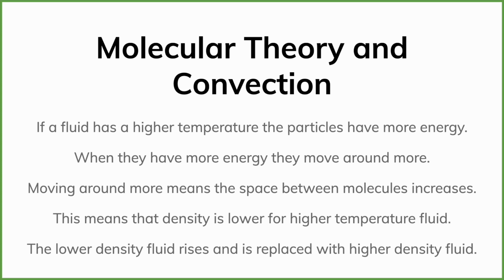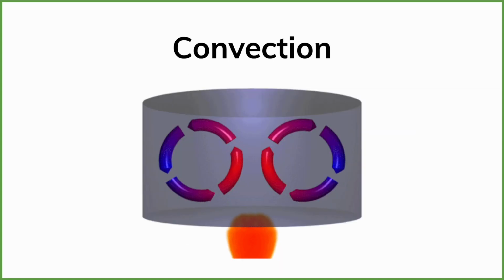And so when part of the fluid has a higher temperature, it gets more energy, and those particles move around. And if there's more space, that means the density has decreased. If the density is lower for the higher temperature substance, then that will rise within the fluid, and that will be replaced with the colder, higher density fluid. So when you're describing convection, it's very important. You must reference the density of the material. And that's the key feature of the molecular theory there. So once the density decreases, the warm fluid will rise and the cold fluid will enter.